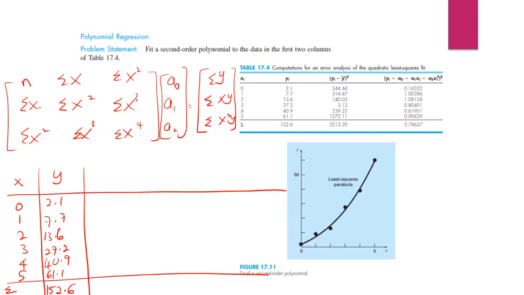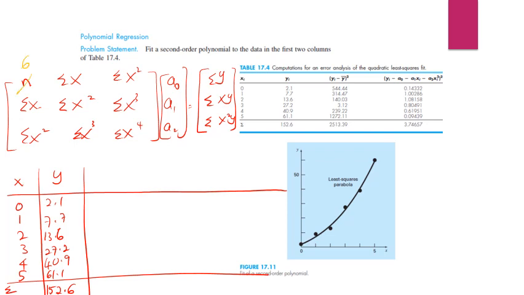Okay, so now we want the value of n. So what is the value of n? You count 0, 1, 2, 3, 4, 5, 6. So 1, 2, 3, 4, 5, 6. So your n is equal to 6. So you replace n with 6.